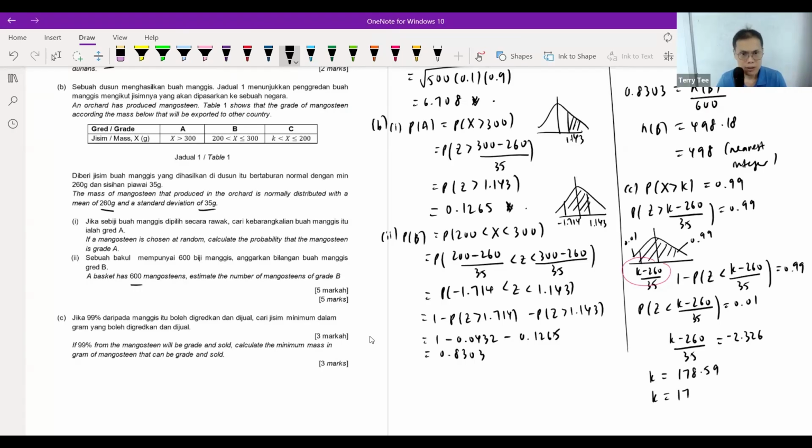Okay. The question didn't mention, right? So I think we can just leave it as it is, right? But if you want to round off to the nearest integer, because all these are integer, right? You can write 179. Okay, this is the exact value. This is the nearest integer. Okay, but if the question don't mention, I think it's better to just leave it as 178.59.